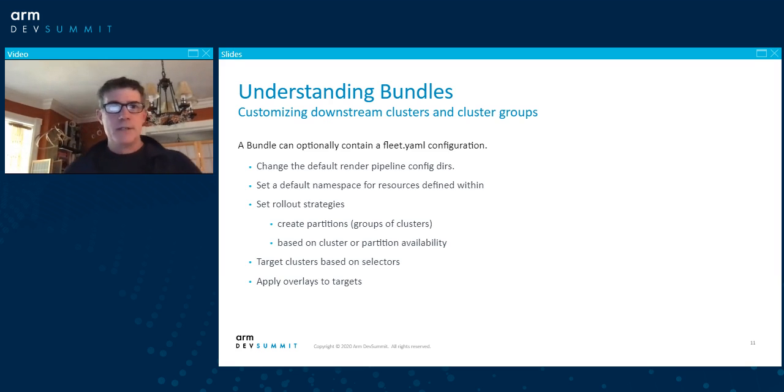You can change things like namespaces in the fleet.yaml. I'm not sure why you would change the namespaces, but you can, and I'm sure there's a good reason to do it. I'm sorry, you can change the default render pipeline configuration directories. I'm not sure why you would do that. Namespaces, you can set a default. You actually need a default to deploy your Helm charts into. If your Helm charts don't have one, this one will be used.